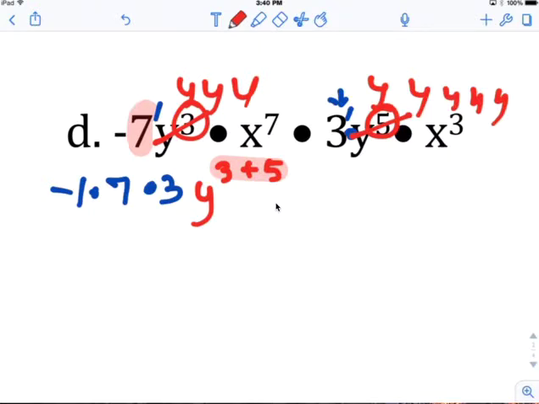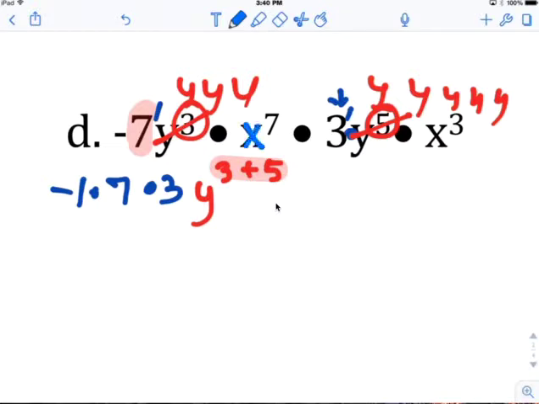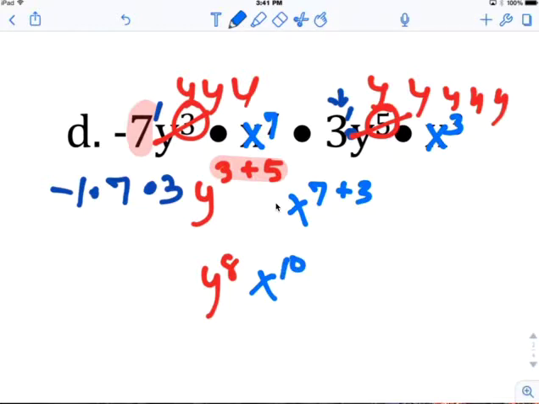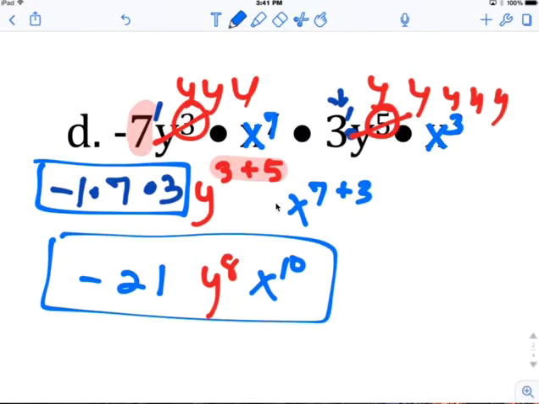And then x here, there's 7 of them. So x to the 7. X here, there's 3 of them. So we get y to the 8th, and then x to the 10th. And here we can multiply these 3 and get -21. Okay.